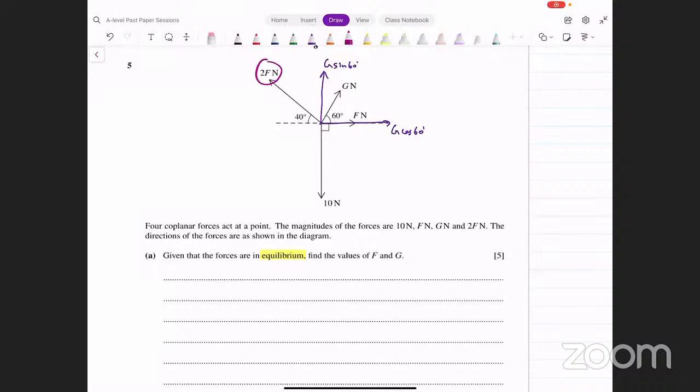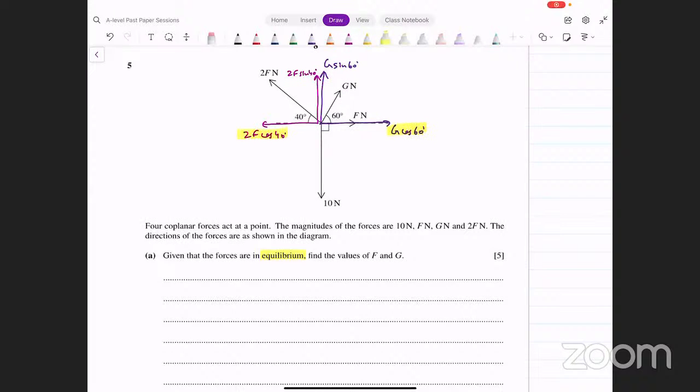Let's think about this force, 2F Newton. One component that is going to be in this direction, the other in this direction. The component that's adjacent to the angle, we're going to have cos there, 2F cos 40. The component on the other side of the angle, we have sine there, and that is 2F sin 40. ठीक है, ये सारी forces होंगी, अब opposite forces equal होनी चाहिए.